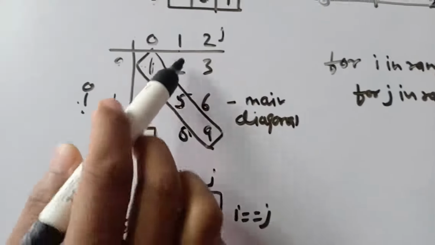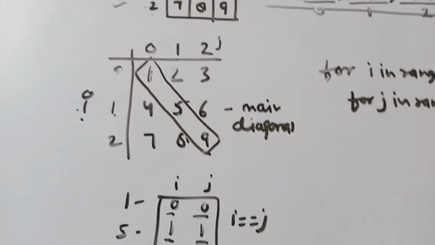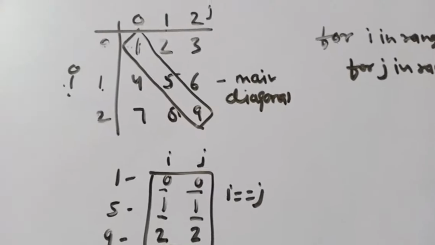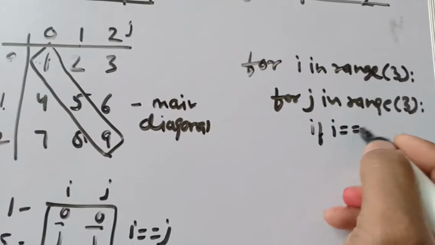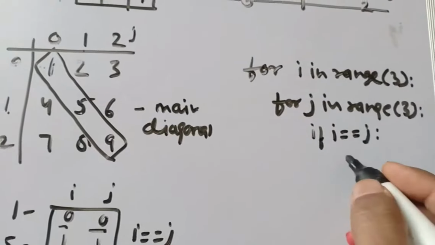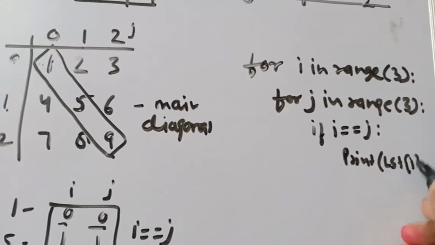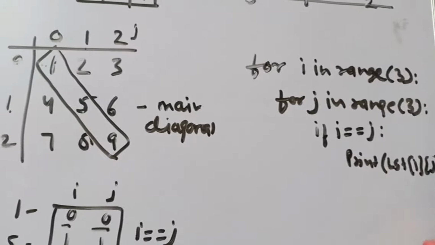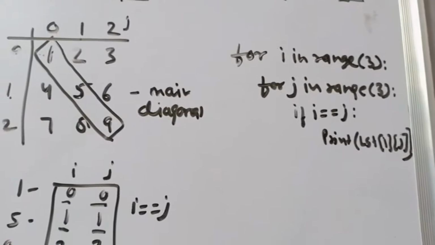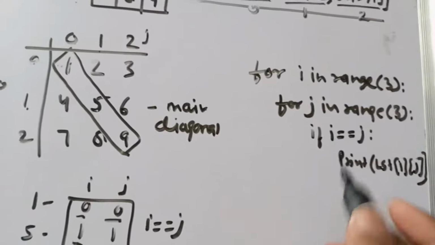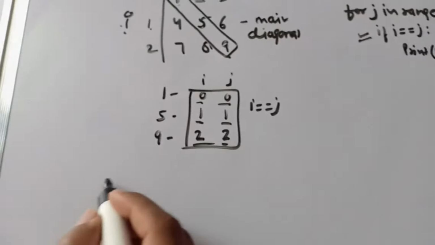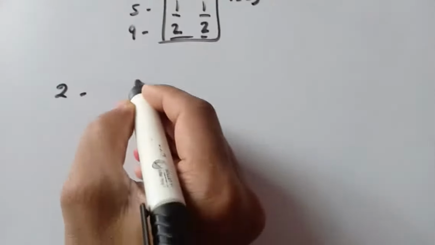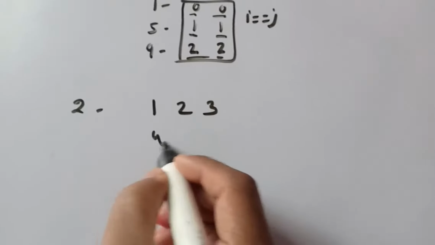In any other case, I and J will not be equal. So the logic will be: if I double equals J, print lst of I and J. This will be the logic. So through this condition we will read only these elements. Look at another problem. Second problem. I am writing the matrix again.